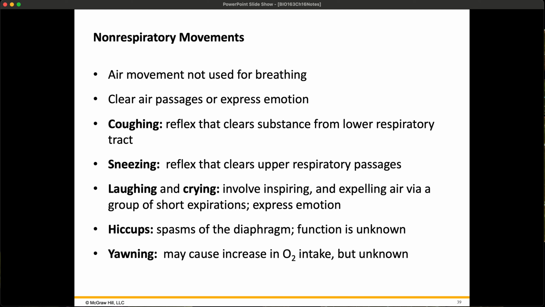Hiccups are when your diaphragm starts to spasm, so it's contracting and relaxing really quickly. There's no real known function of why we hiccup. It is just kind of a glitch in our diaphragm system, basically.